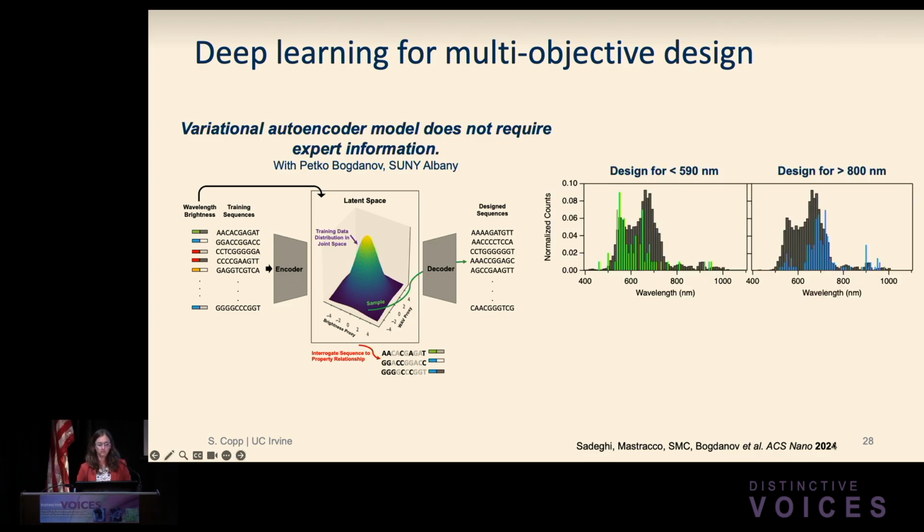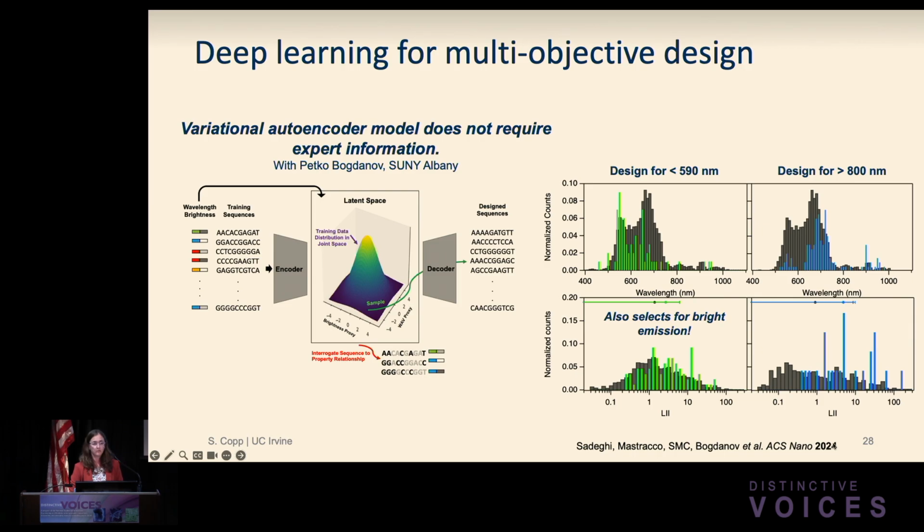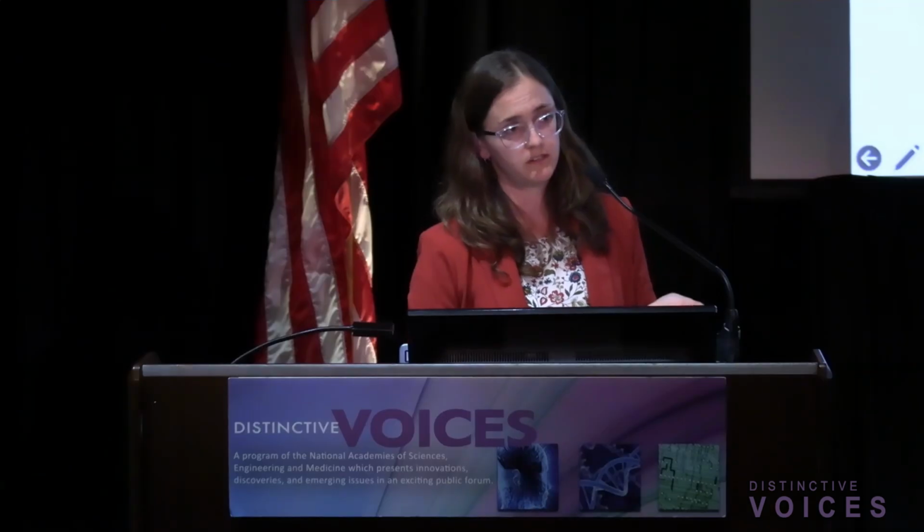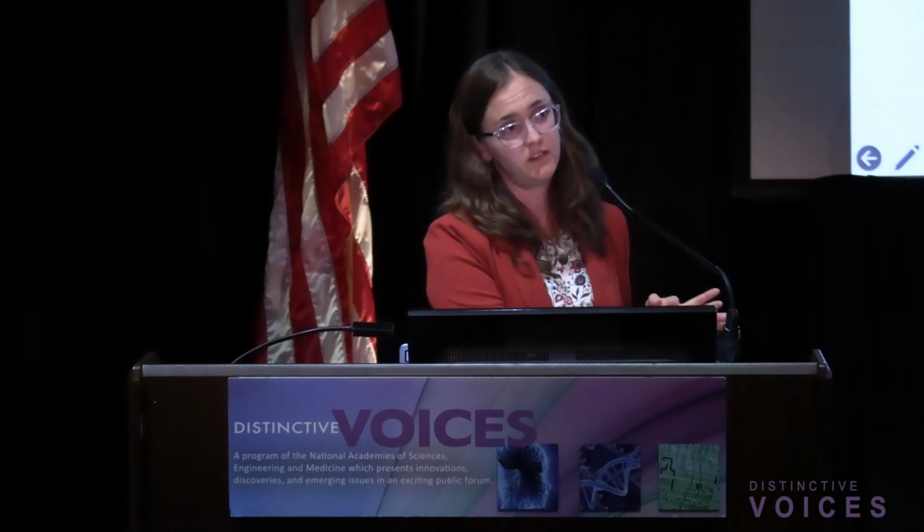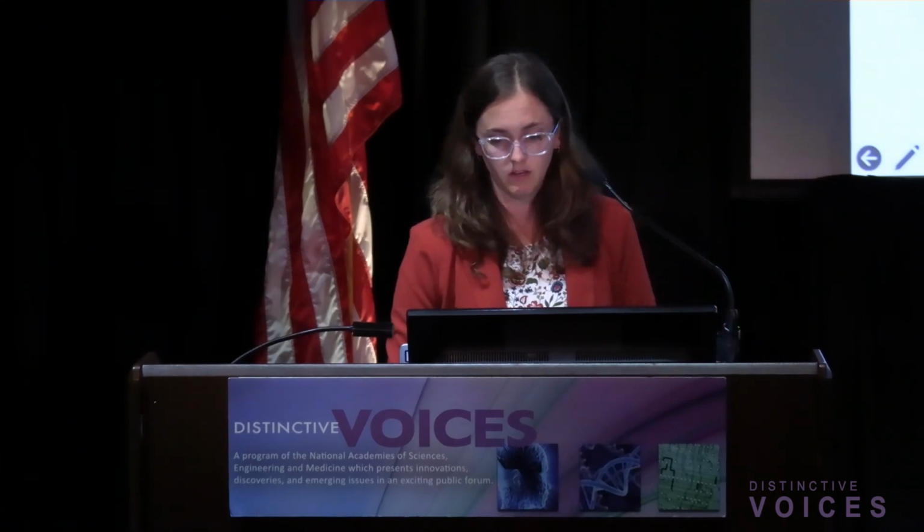And this model worked for both shifting the color distribution around and also for making nanoclusters that were much brighter. So this is the type of multi-objective design that we can do with these kinds of models. And these tools are the first models for any kind of predictive design of near-infrared emitting AgDNAs. Now this brings me to the second story.